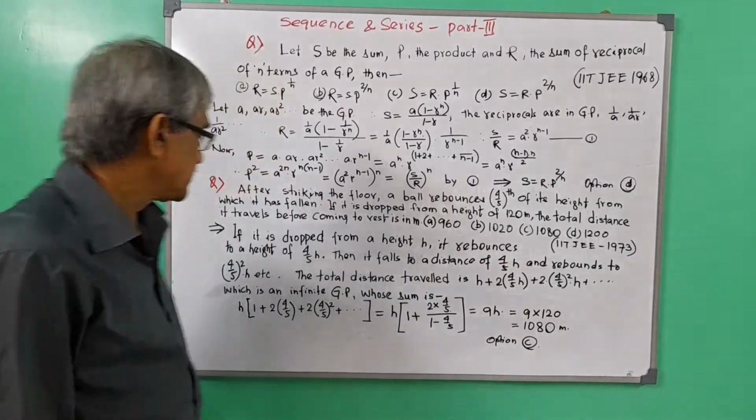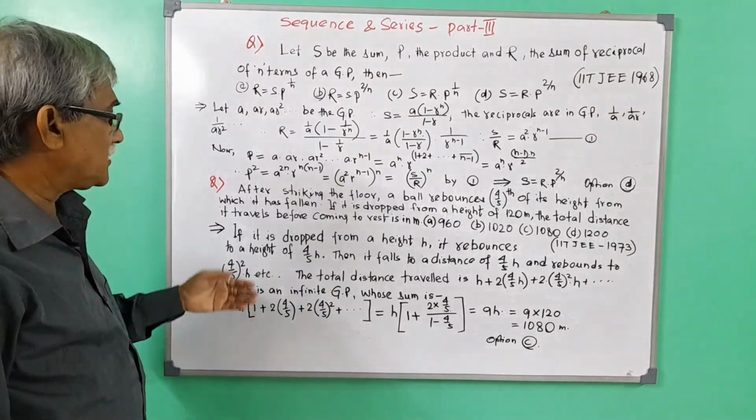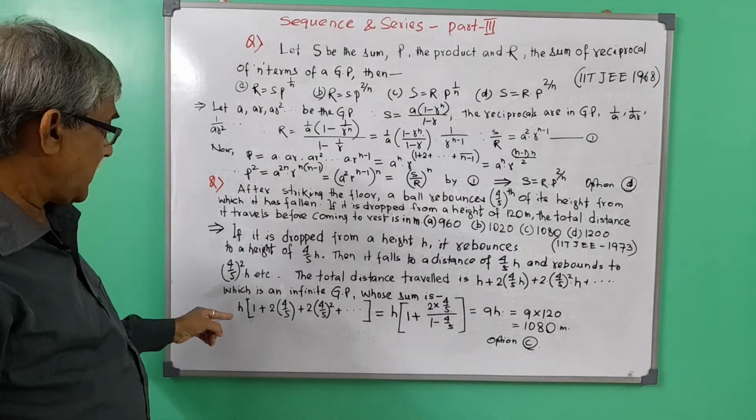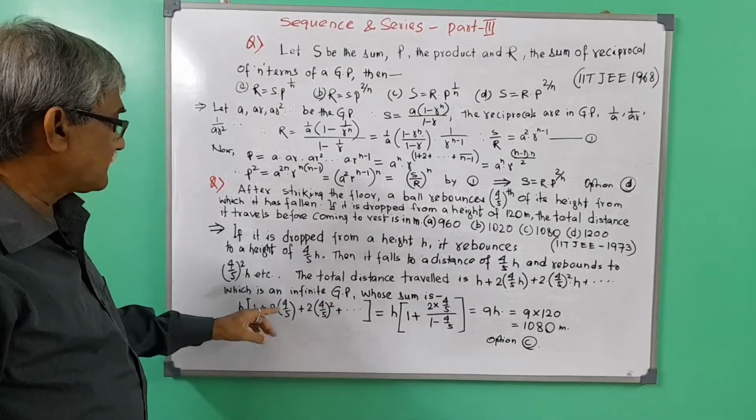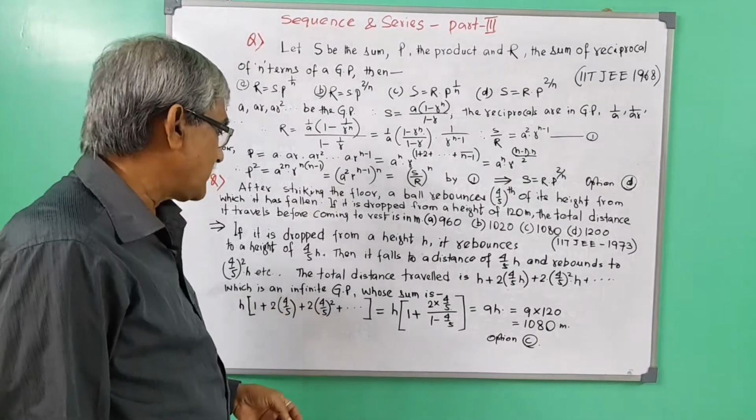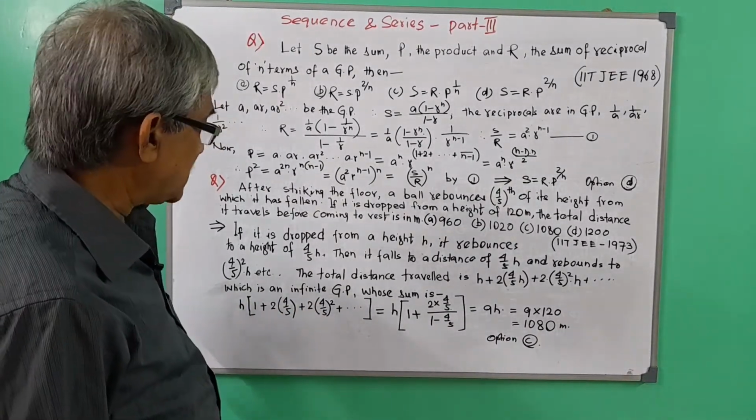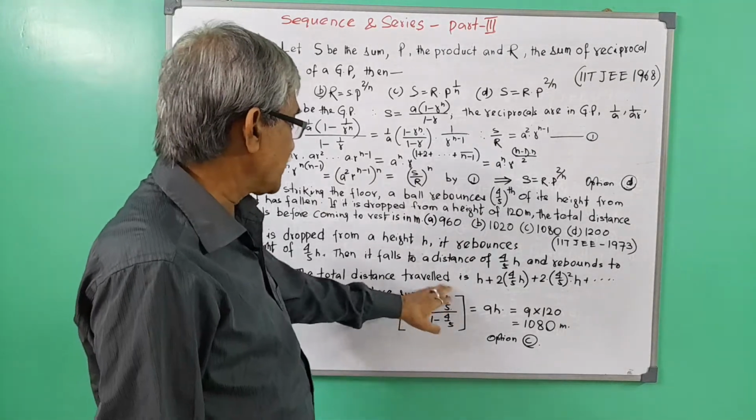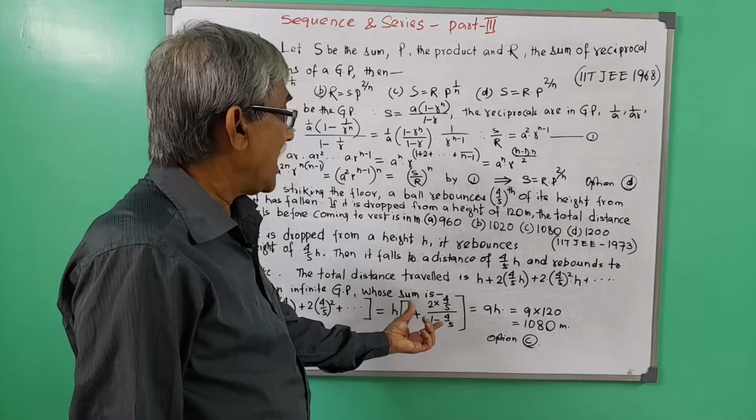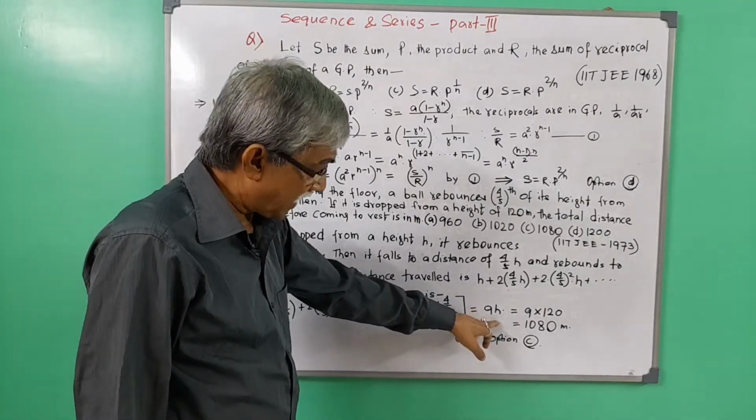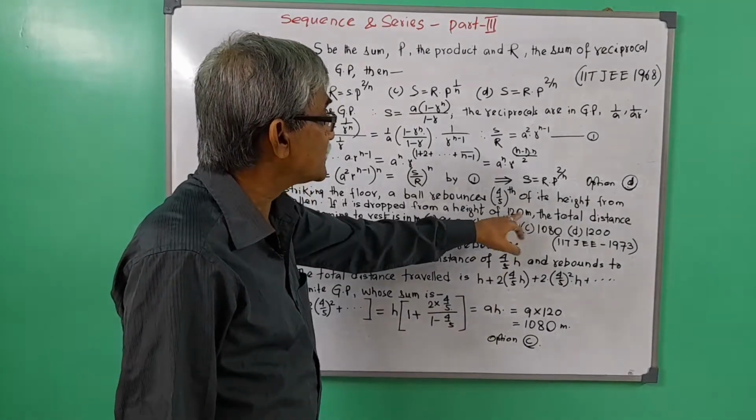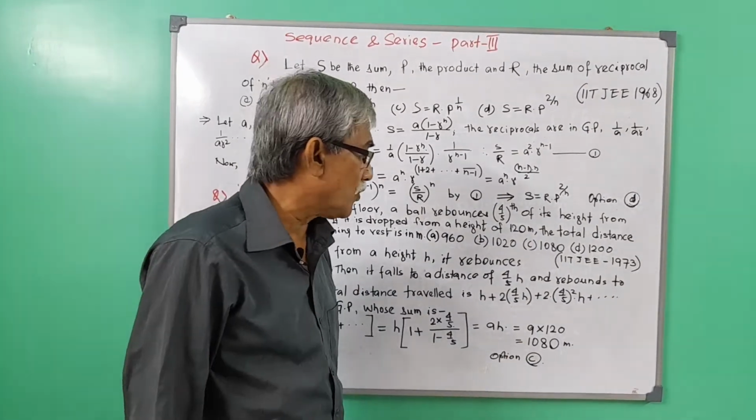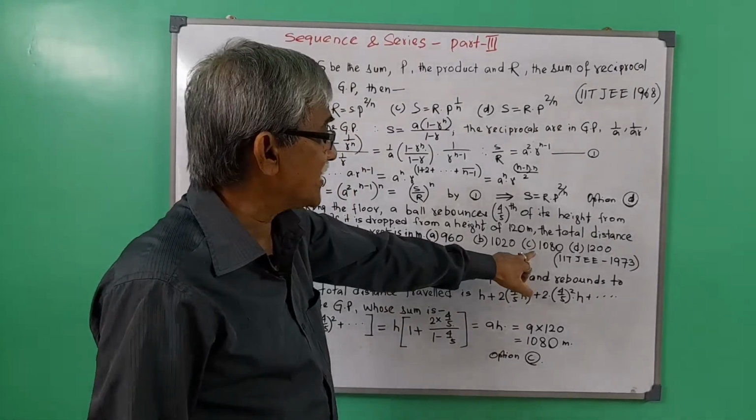So this is an infinite GP. Therefore, using the infinite GP formula, you get the sum. So the sum is h whole into, I have taken h as common, 1 plus 2 into 4/5 plus 2 into 4/5 whole square, etc. This one part you keep apart, and this is an infinite GP of which the first term is 2 into 4/5, and this way this is the sum of it. After simplification, it comes down to 9h, and h is given 120 meter. Just multiply h, 120 meter, with 9, and you get the answer 1080 meter, which is naturally option number C.